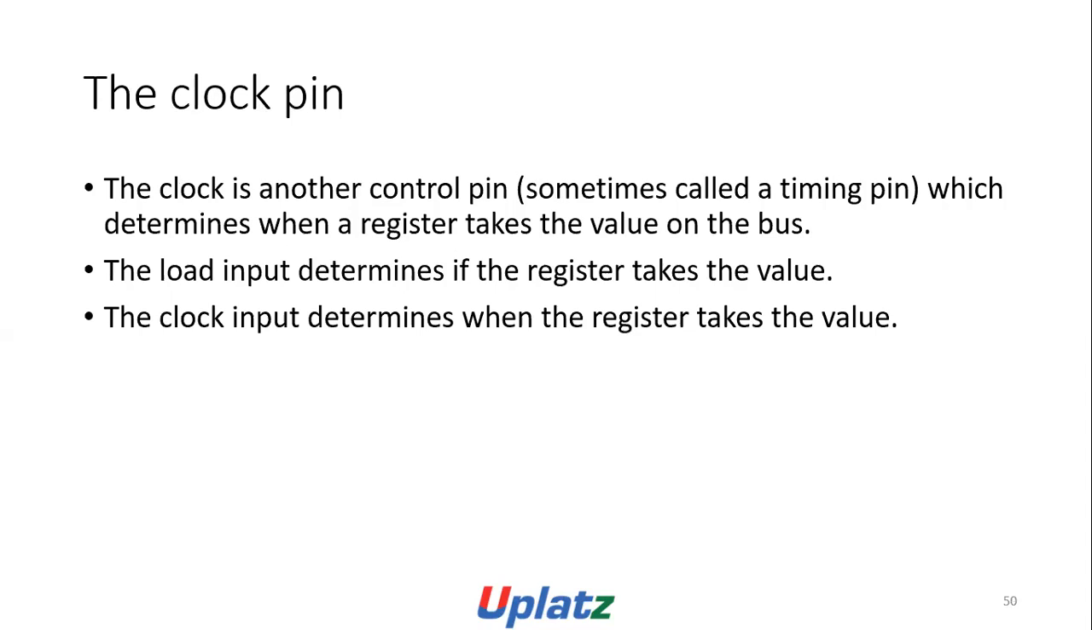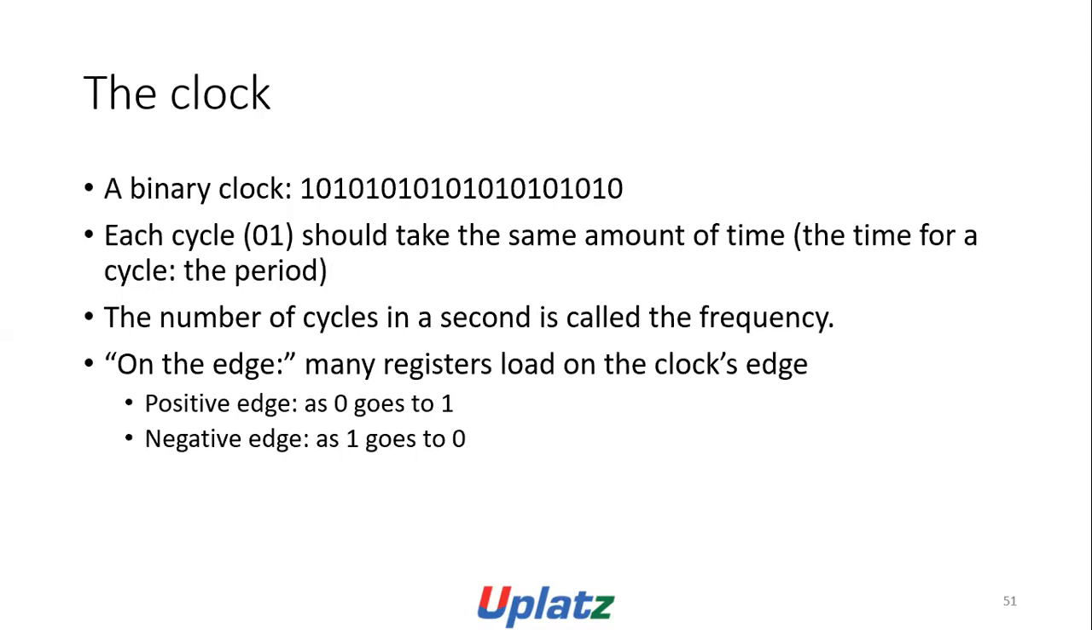Clock pin. The clock is another control pin, sometimes called the atomic pin, which determines when a register takes the value on the bus. The load input determines if the register takes the value. The clock input determines when the register takes the value. The clock is a binary clock.